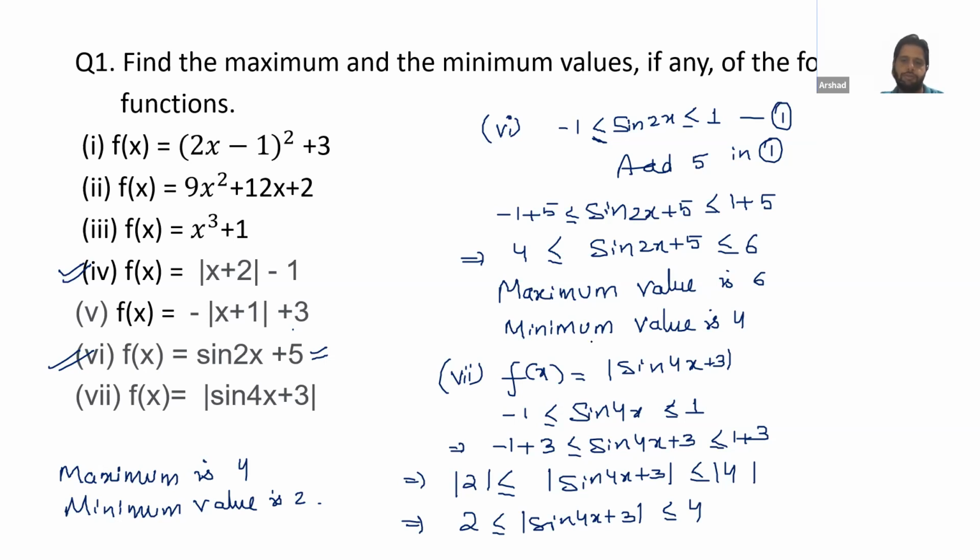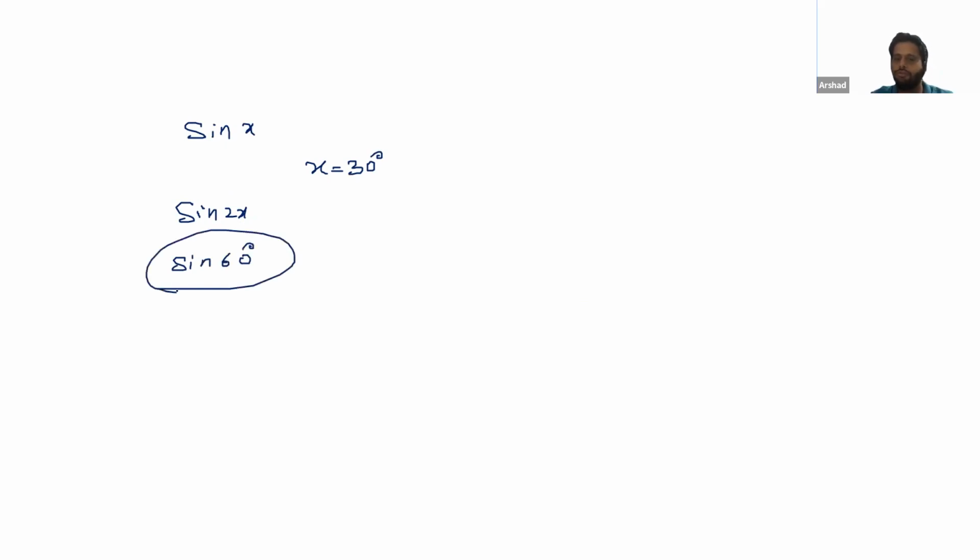So please check here. Suppose you have sine x, you have sine 2x. Whatever value you put here in place of x, for example, if you put x as 30, what will you get here? Sine 60. So it is still a sinusoidal function. Whatever the angle you put here, it will behave like sine.